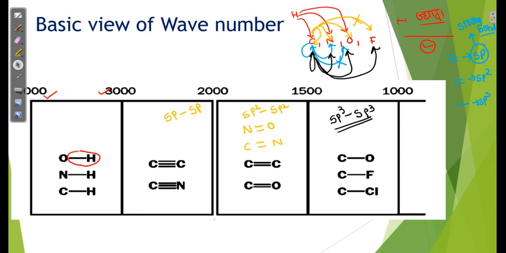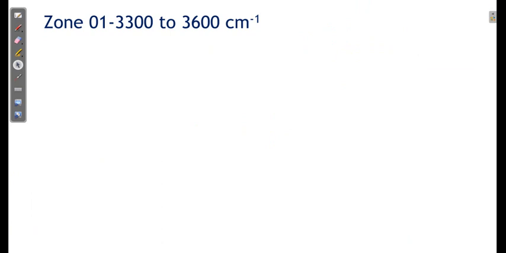Let us see, this is very broad. Now I bifurcate the whole range of IR wave numbers into four different zones. Let us see the first zone, zone 1. In zone 1, there is hydrogen with a single bond to all of these elements. So we can say zone 1 is further bifurcated.